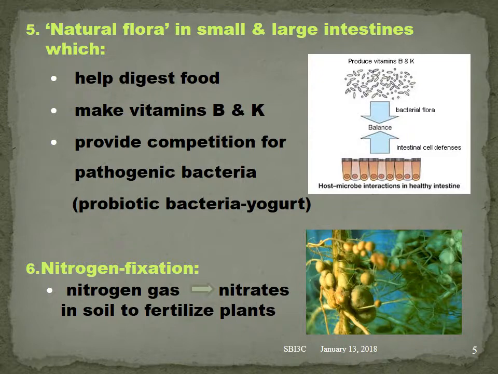Fifth way here, the natural flora in your small and large intestine have all sorts of bacteria, and they help you digest your food. They help you make vitamins B and K, which are incredibly important. They provide competition for pathogenic bacteria. So this is a big one. Pathogenic, remember, if you think back to a few lessons ago, means disease causing. So if you've got the good bacteria in your small and your large intestine, they will compete with any pathogenic bacteria that come in, and hopefully they will win that competition. So it's very important to have those.